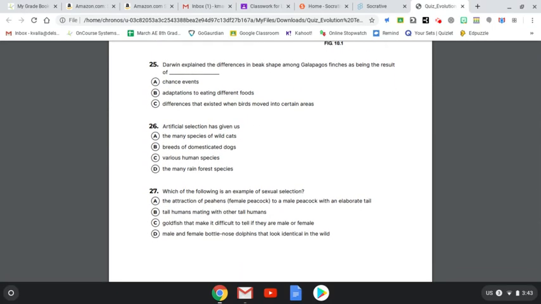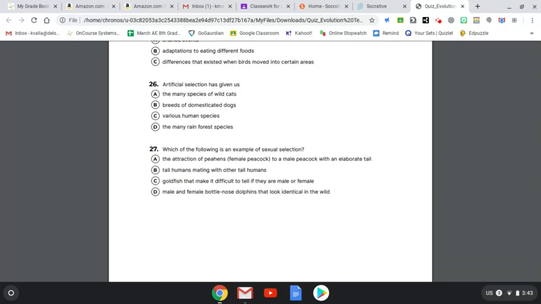Number 25. Darwin explained the differences in beak shape amongst the Galapagos finches as being the result of what? A, chance events, B, adaptations to eating different foods, or C, differences that existed when birds moved into certain areas? Number 26. Artificial selection has given us A, the many species of wild cats, B, breeds of the domesticated dogs, C, various human species, or D, the many rainforest species?